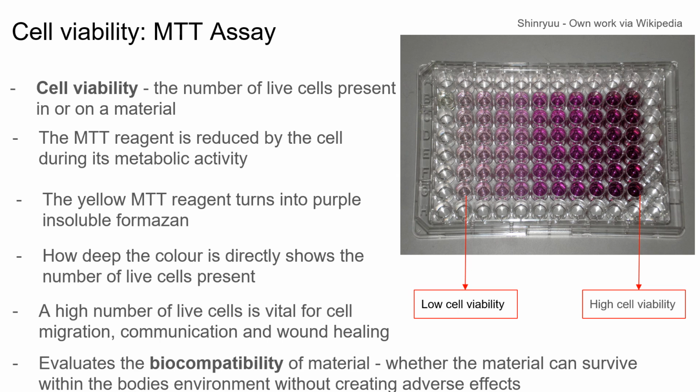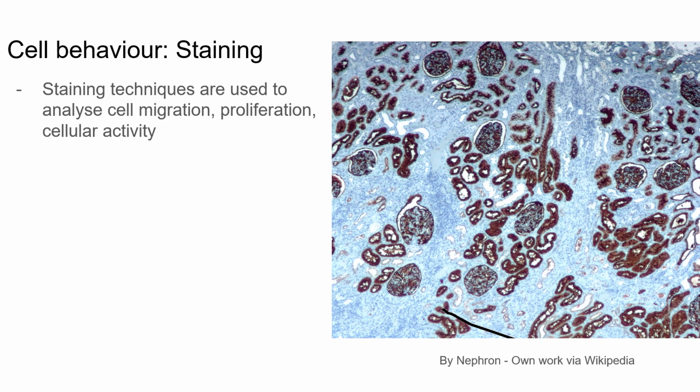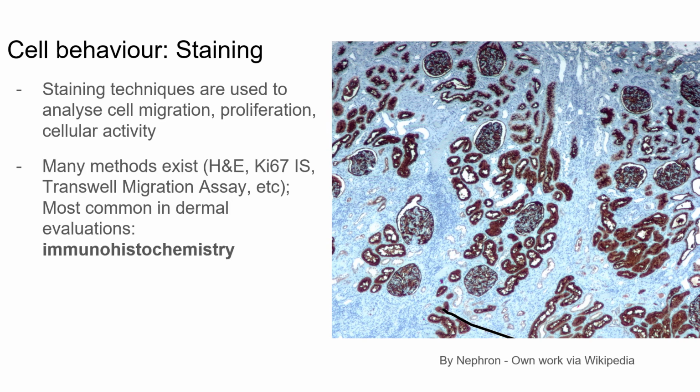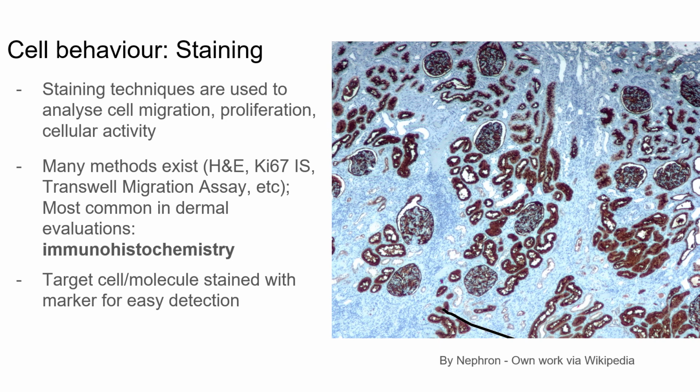The biocompatibility of a material is extremely important, as it allows us to know the implant will not harm the body. Alginate hydrogels are clinically proven to be biocompatible and can be further improved by incorporating other chemicals in its structure. To analyze cell behavior, staining tests are done. Examples of staining include H&E, Ki67, and others. One of the most commonly used in dermal evaluations is immunohistochemistry. Similarly to fluorescent marking, a target cell or molecule is stained with a pigment for easy detection.